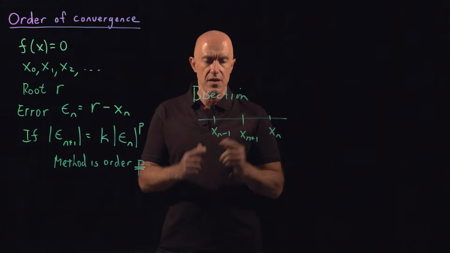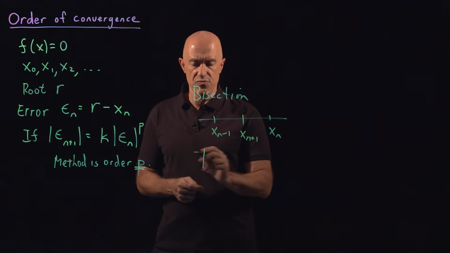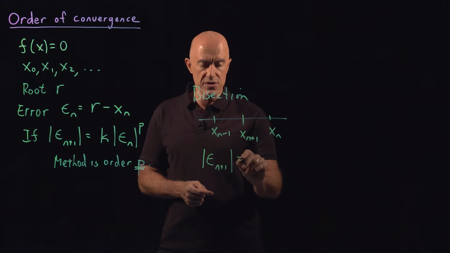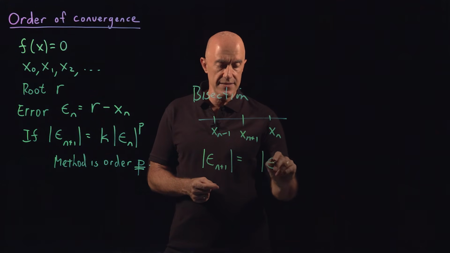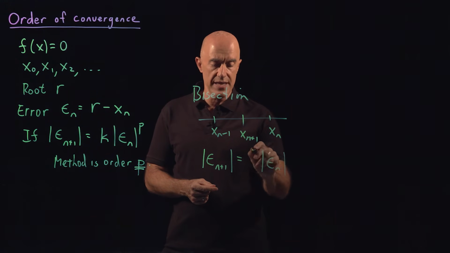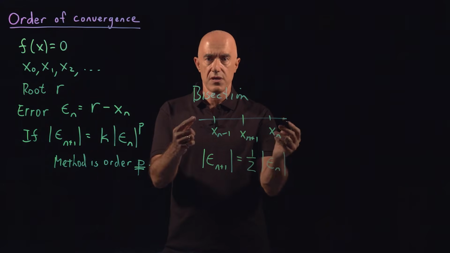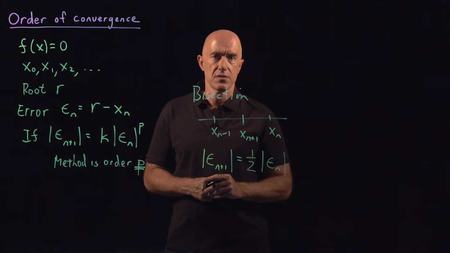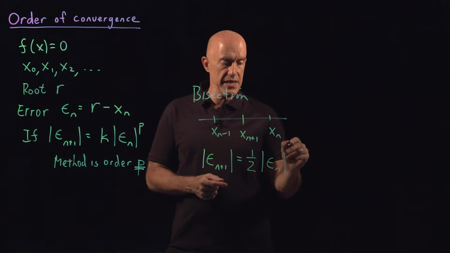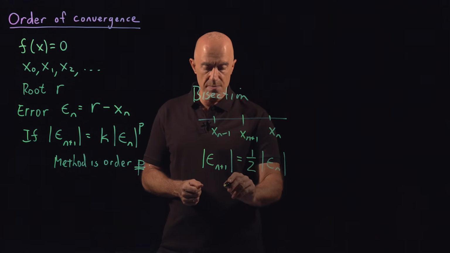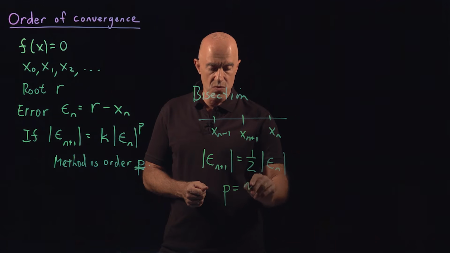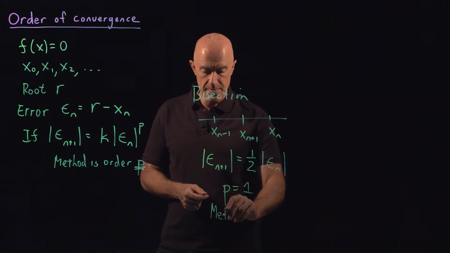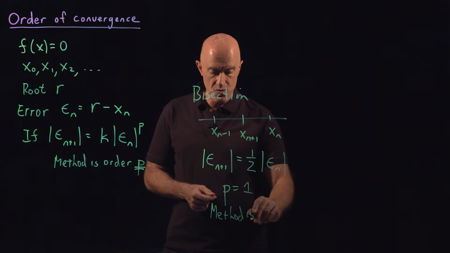It doesn't matter. But the formula then would be that the error in the n plus 1 step is going to be the error in the n step, but decreased by a factor of 2, because you're always dividing these intervals by 2. Okay? The p here is 1, so for bisection, p equals 1, and we say the method is order 1.